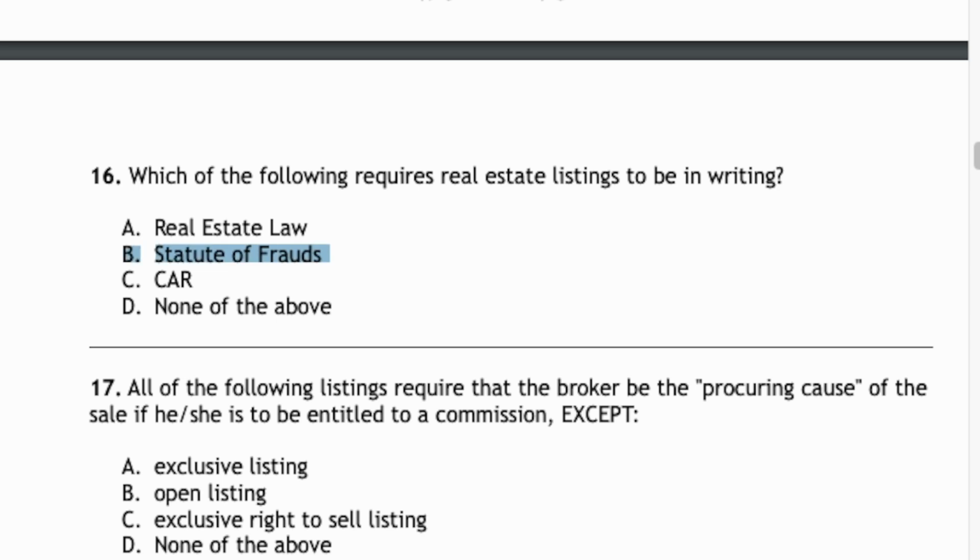They say the statute of frauds generally requires all contracts for the sale of land or any interest therein, including listings, to be in writing. The statute of frauds is the statute that put that in place.